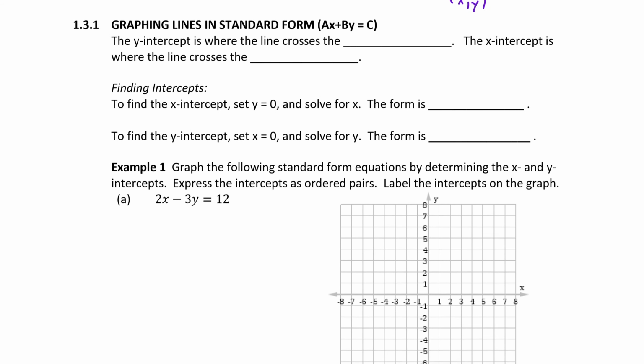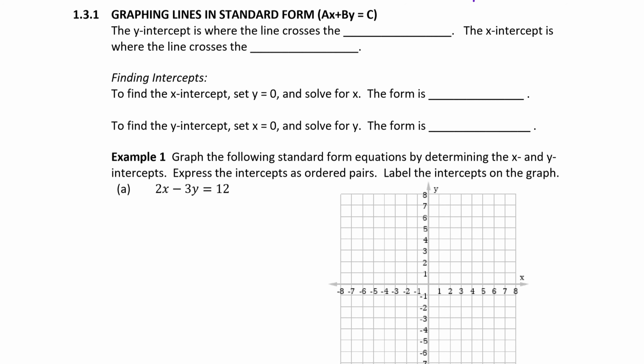In section 1.3.1, we'll study graphing lines in standard form. When we see a line in standard form, that is, the x and y variables are together on the left side and the constant term is on the right, we will graph these by plotting the x- and y-intercepts. This is a fast, easy, efficient way to graph the line. Now, recall the y-intercept is where the line crosses the y-axis. And remember, the y-axis is the vertical axis. The x-intercept is where the line crosses the x-axis.